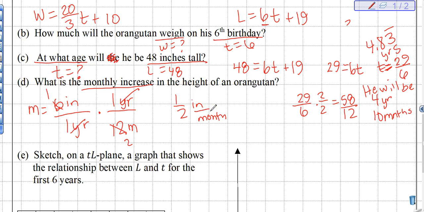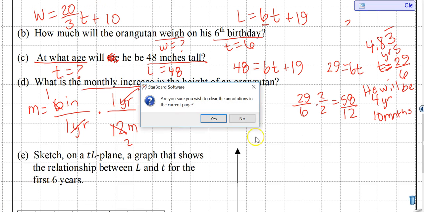And that probably makes sense, right? If he's growing 6 inches a year, he's growing 1 inch every 2 months, so a 1/2 inch every month. Okay, so little conversions, and that'll happen today in your assignment too, where you'll have to convert from months to days or things like that. So that'll give you a little indicator of what you're supposed to do there.